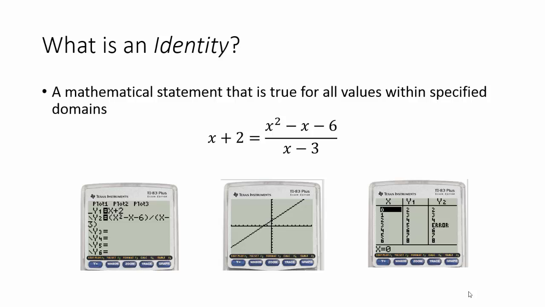So here's an example. This equation, x plus 2 equals (x squared minus x minus 6) all over (x minus 3). This statement is an identity. So check out what I've done here.